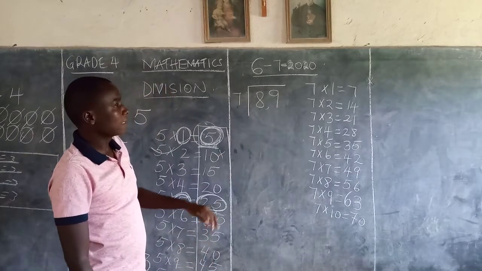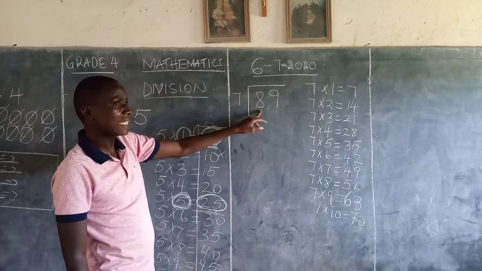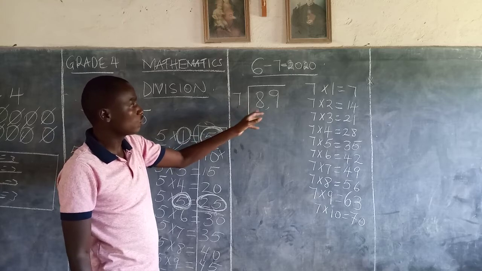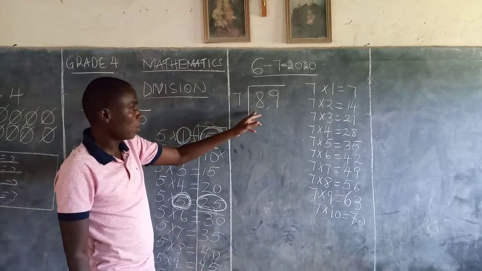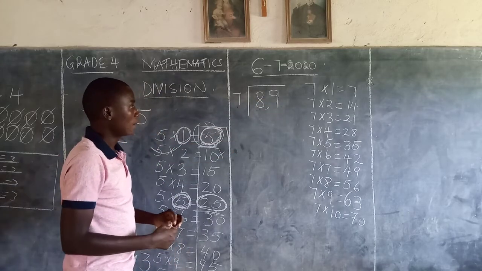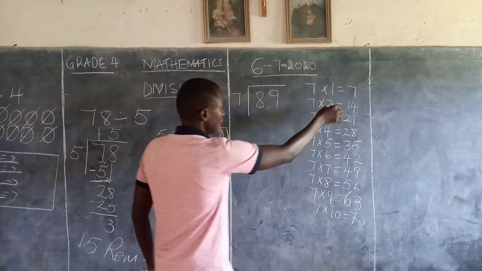You start operating with the first digit. The first digit is 8. 8 is bigger than 7. And if it is bigger than 7, you go on dividing straight away. If it is small, I will guide you as we move on with our mathematics. Go to your answers. These are the answers.